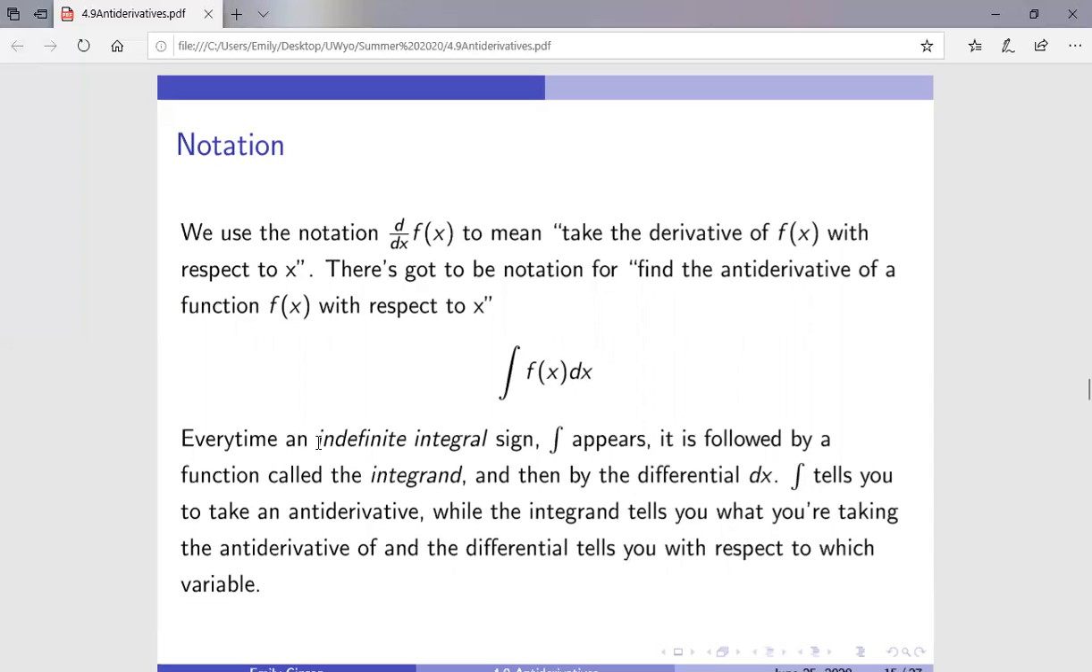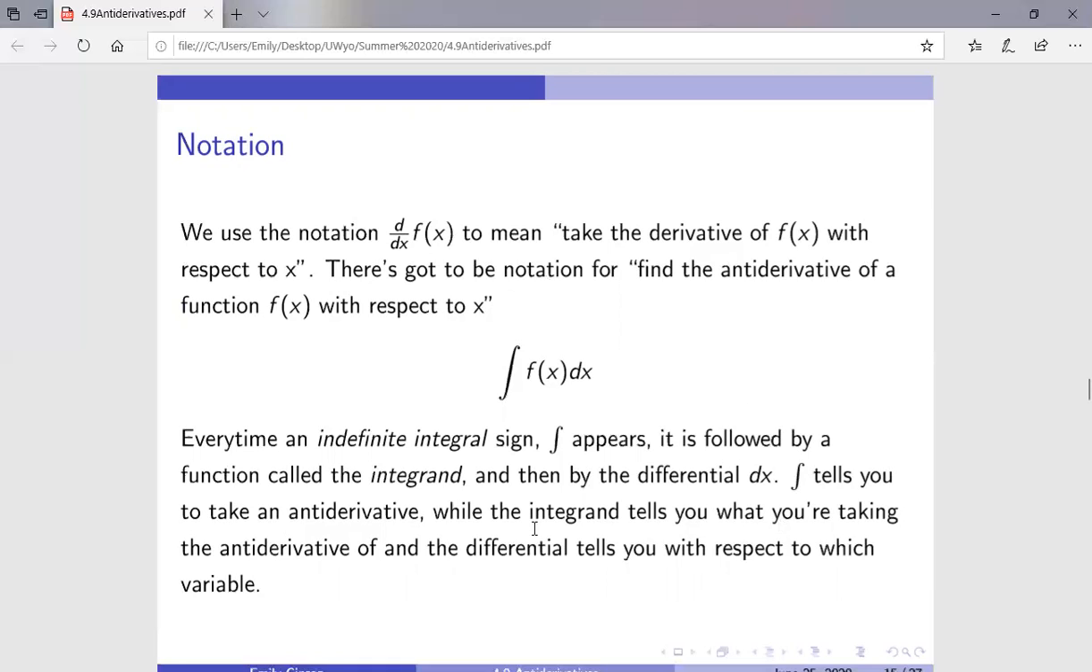And anytime an indefinite integral sign, this bad boy, appears, it is followed by a function called the integrand. So f of x is your integrand. And then by the differential dx. The integral sign tells you to take an antiderivative, while the integrand tells you what you're taking the antiderivative of, and the differential tells you with respect to which variable. So antiderivative and integral mean the exact same thing. We're finding the integral of a function, or we're finding the antiderivative of a function. And regardless of what I ask, you're performing the exact same steps.